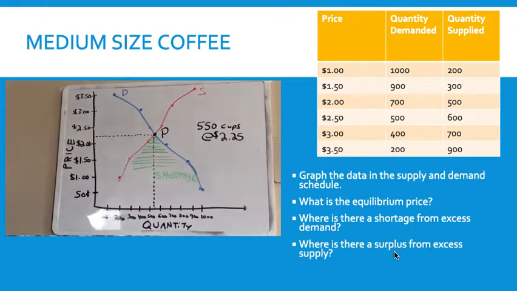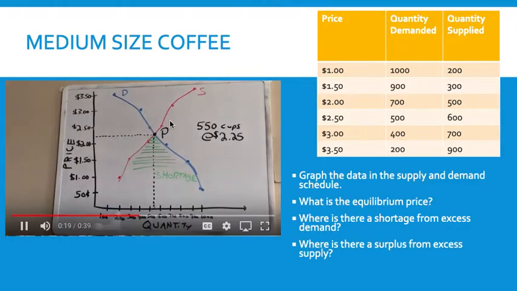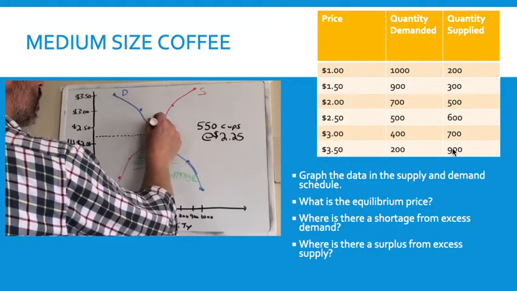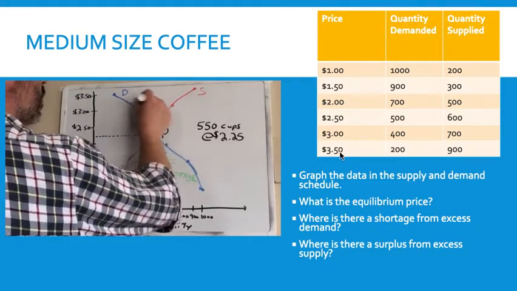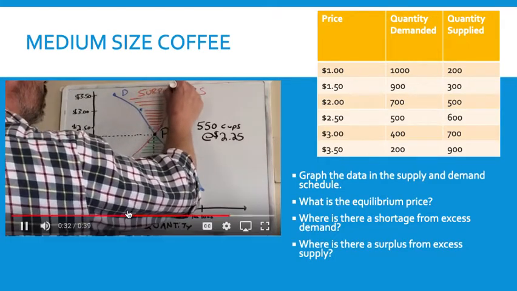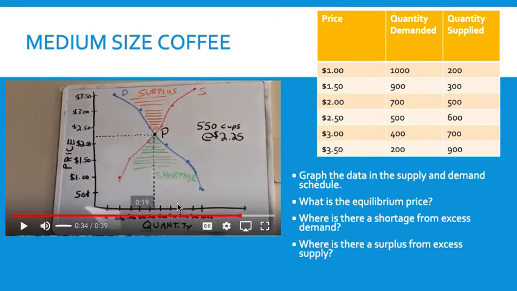We think of a surplus as the opposite. At any of these prices, there are more people that want to produce it than people that want to demand it. So at these high prices, more people want to produce than want to buy. For instance, if prices were at $3.50, 900 producers would want to produce it, and only 200 consumers would want to buy it. So if we were to charge $3.50, there'd be a surplus of 700 cups of coffee because more people are selling them than buying them. We see that on this graph shown up here. Any point above the equilibrium price would indicate there's a surplus.